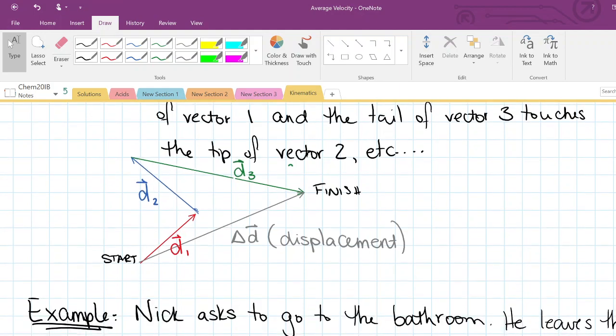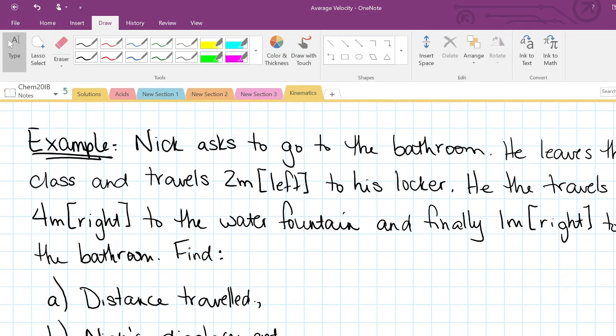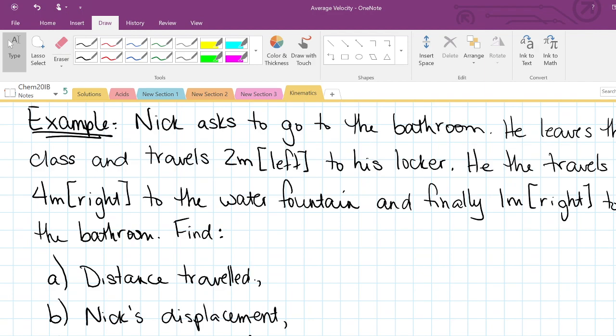Okay, so I'm going to give you an example down here. We have Nick. Nick asked to go to the bathroom, and he leaves the class and travels 2 meters left to his locker. He then travels 4 meters right to the water fountain, and finally he travels 1 meter right to the bathroom. We need to find a couple of things.